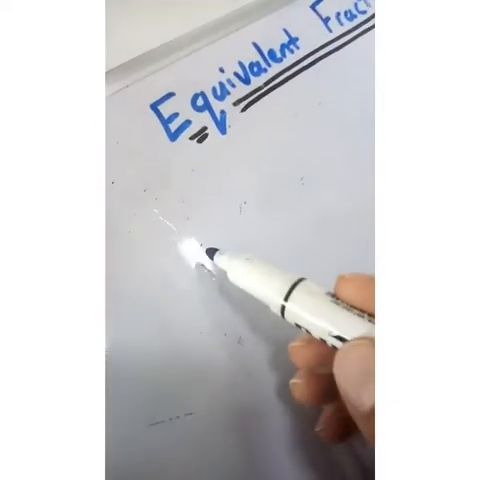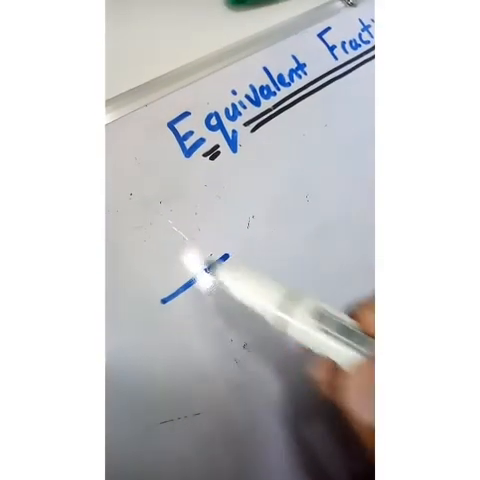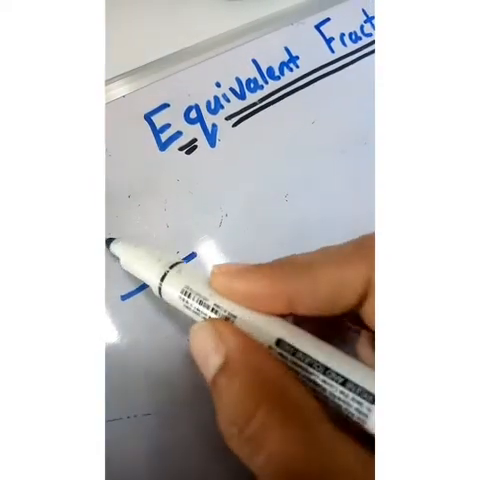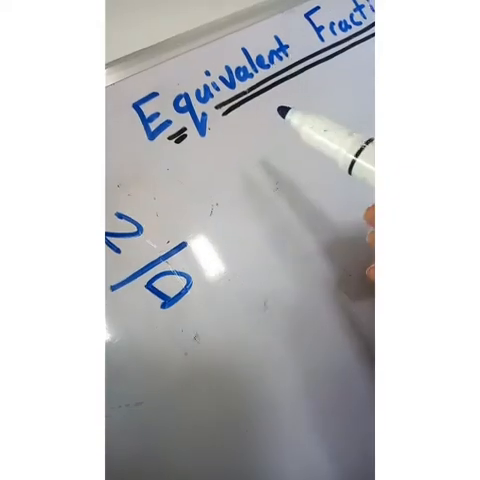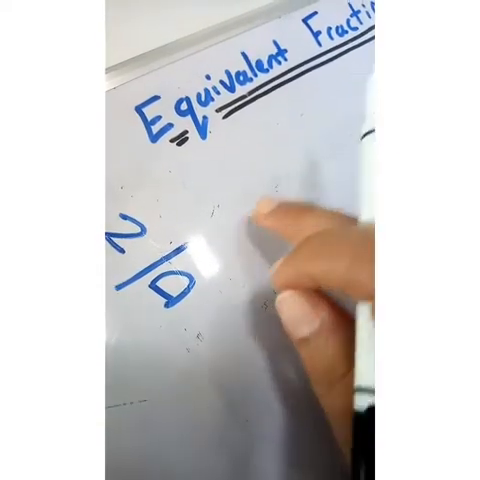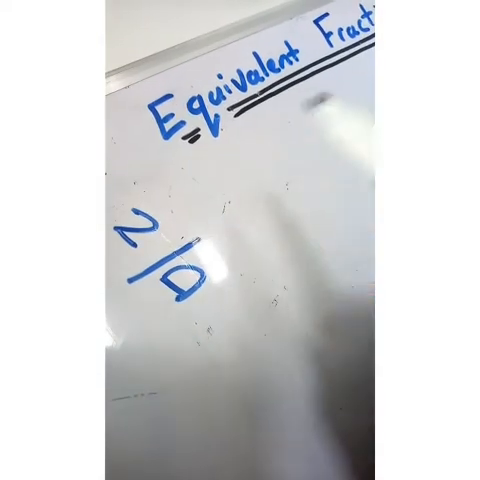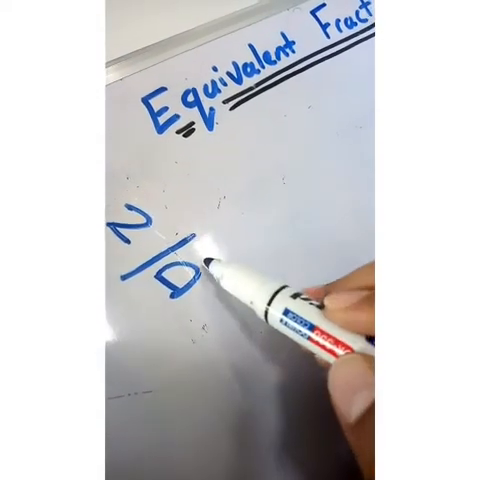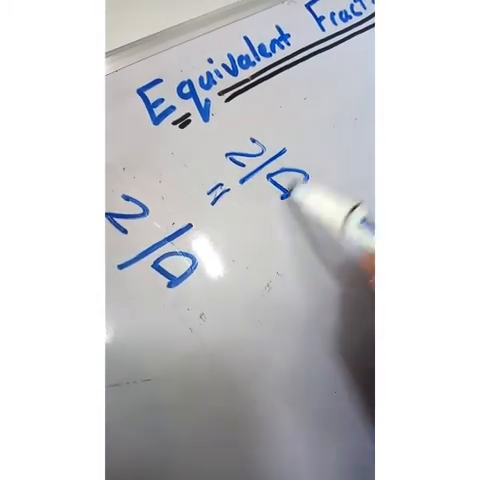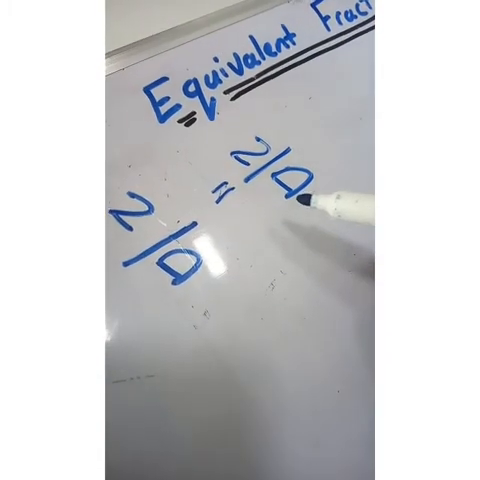How is that? We already know that we write the fraction like this: number at the top and number at the bottom, numerator and the denominator. So it means that you are having some fractions with different numerators and different denominators, but they are equal to each other. They are the same value.